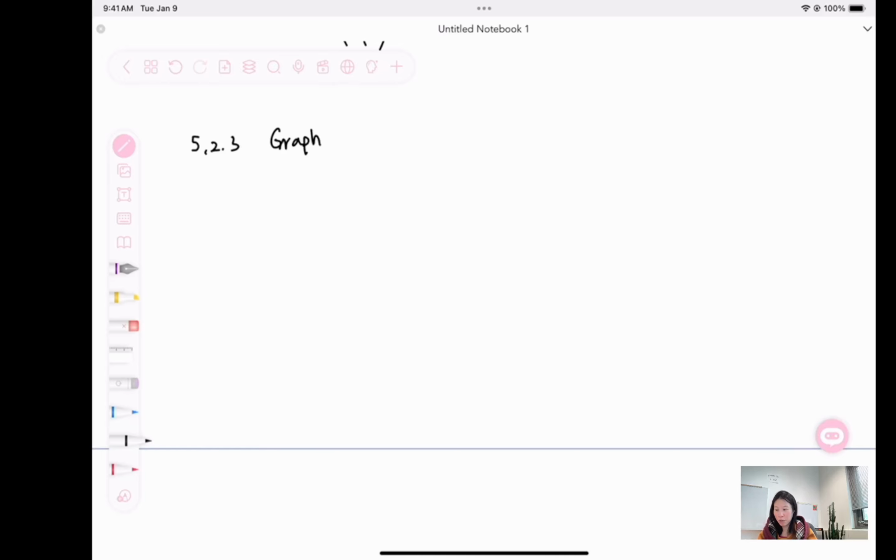In this video, I'm going to talk about the graph of a polynomial. So when we're talking about the graph of a polynomial, we need to have three parts. Basically, the x-intercept, y-intercept, and the turning point.